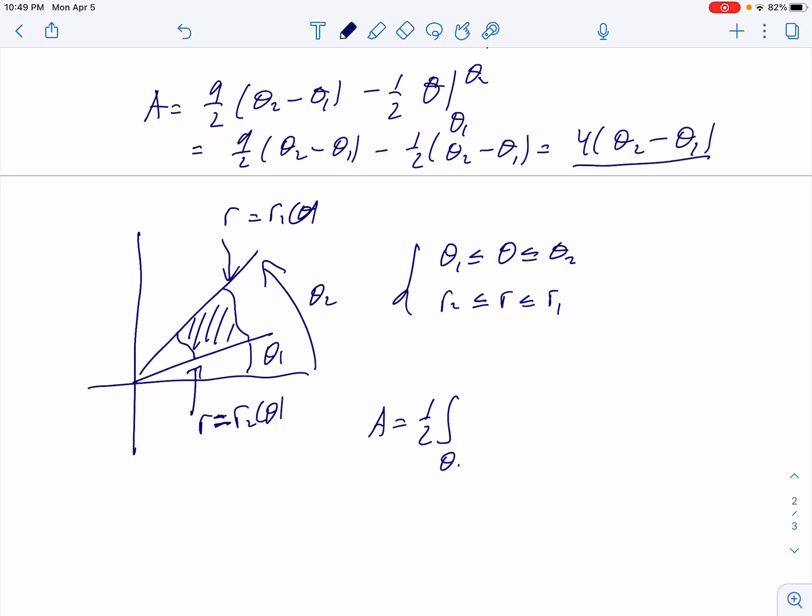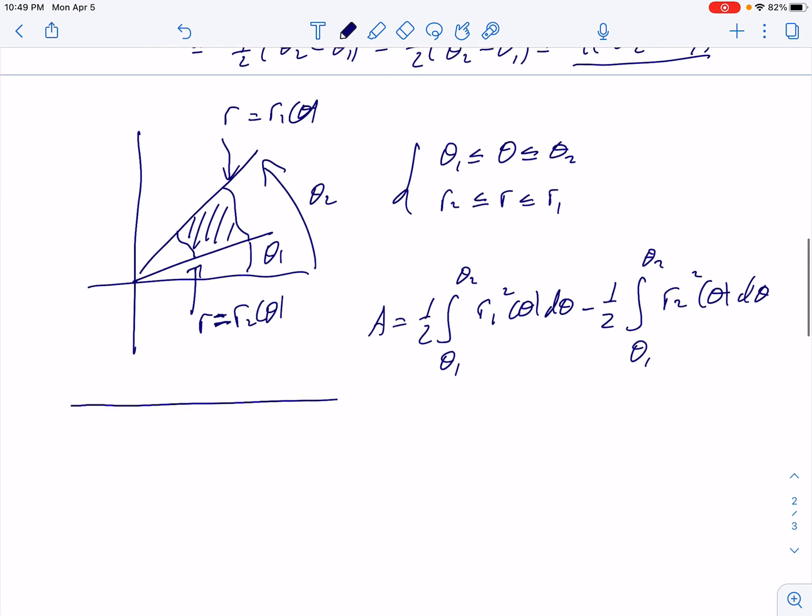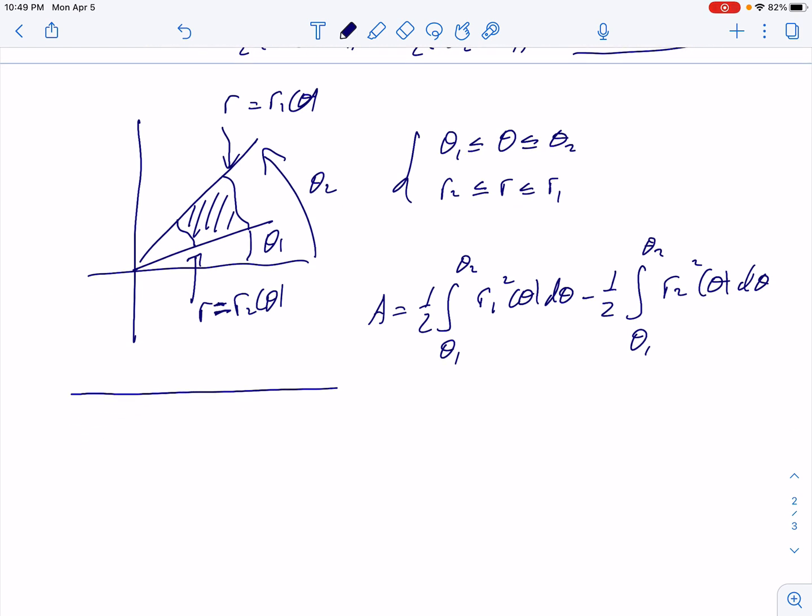And then we can write the area of this region as difference of two areas. 1/2 integral theta 1 to theta 2, here the bigger graph, R1 squared theta d theta, minus 1/2 integral from theta 1 to theta 2 of R2 squared theta d theta. We can unite in one integral. That's not so important. The important thing is how to set up this integral, how to compute area between graphs. Okay, moving further.